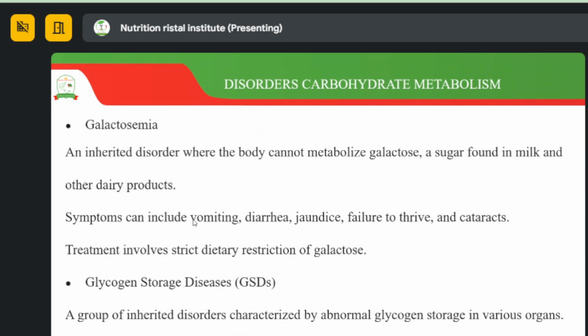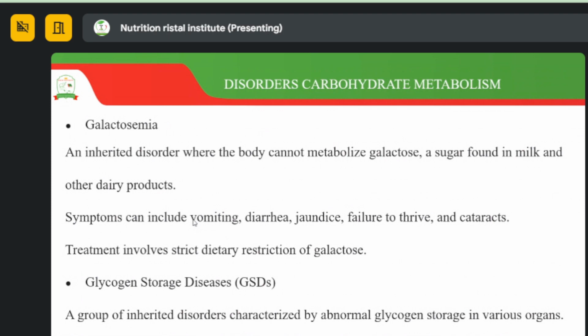Symptoms here can include vomiting, diarrhea, jaundice, and failure to thrive, meaning you cannot grow or perform the way you ought to. Jaundice is a yellowish coloration of your membranes, which can be your eyes, your palms, your skin, and all that. That is what we call jaundice. And cataracts.